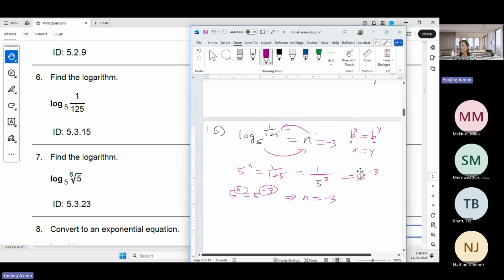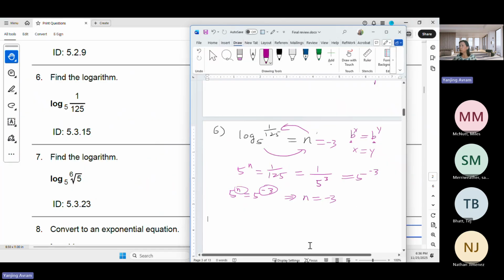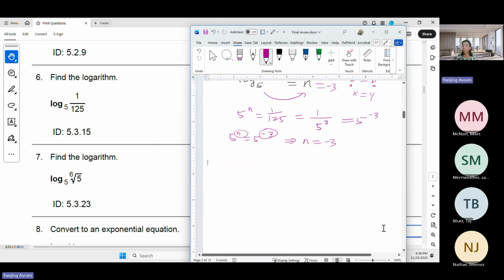So this one, you will need to know how to use, because not every time are you going to have a number you can put in a calculator. So you always need to know how to switch from the log into the exponential, or from exponential to logarithm. All right.